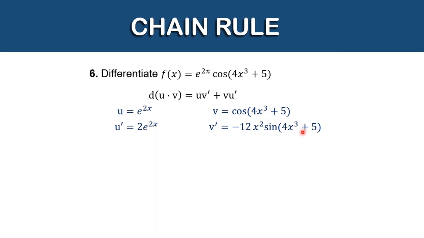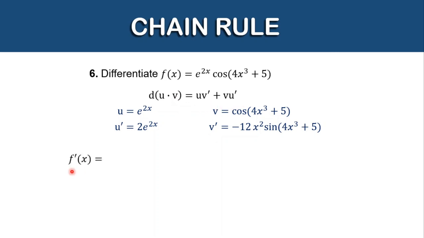Pag kinuha natin ang derivative nito, in the first term we have 12x squared because 3 times 4 is 12. 3 minus 1 is 2. So we have 12x squared. Tapos yung 5 mawawala dahil constant siya. So we have this. So ito yung 12x squared natin. Nimultiply na natin dito sa ating function na sine. So, negative 12x squared sine of the quantity 4x cubed plus 5. So, kompleto na yung values natin. Isa-substitute na natin sila dito sa ating formula.